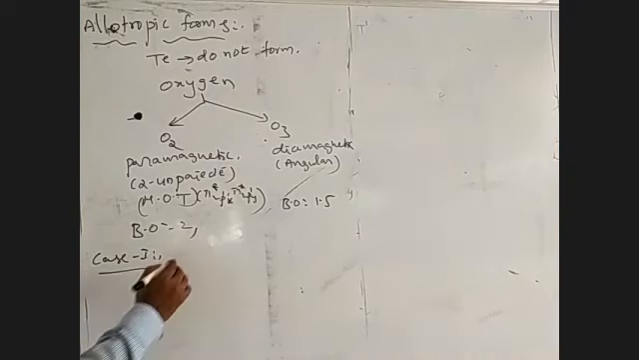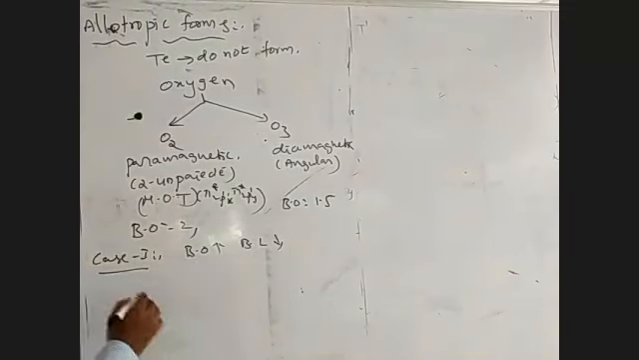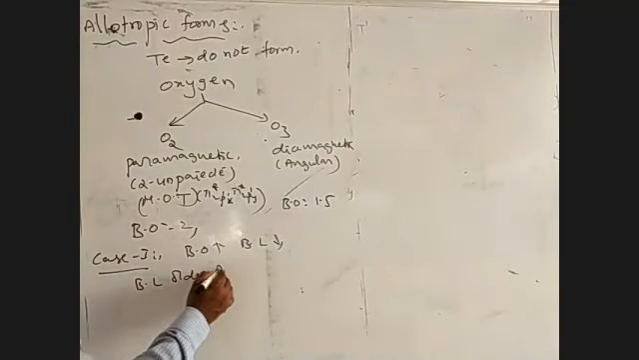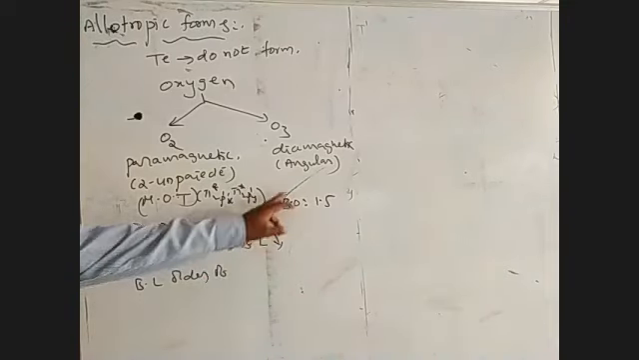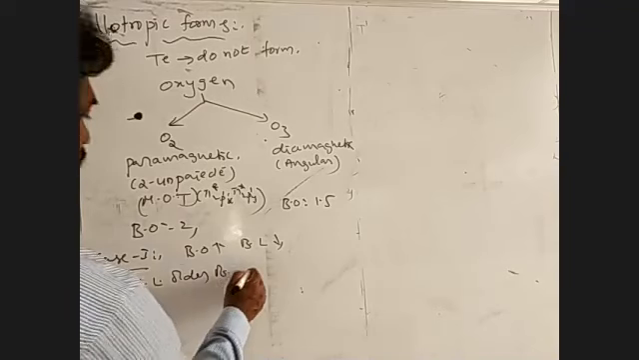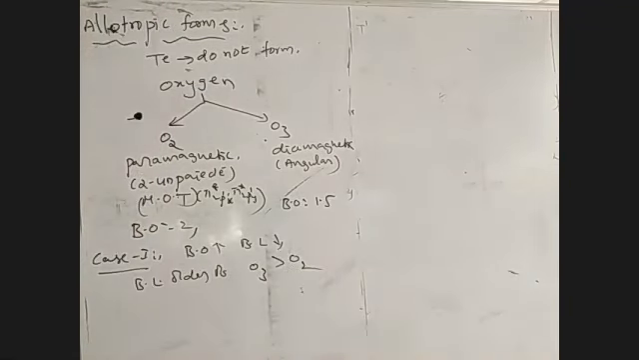Here, as bond order increases, bond length decreases. Therefore, consider the bond length order of O2 and O3. The molecule having the lower bond order has the greater bond length. So the bond length order is O3 greater than O2.